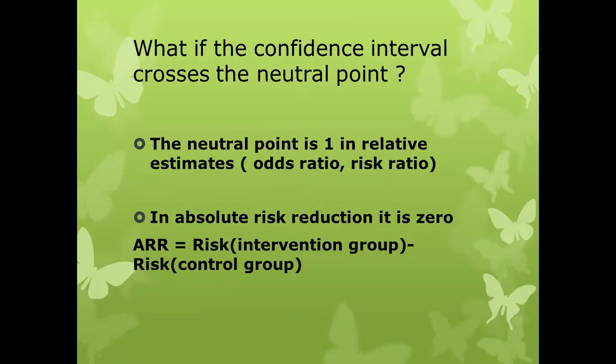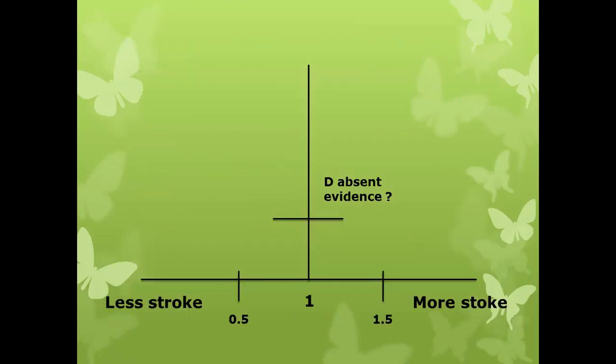In the previous example, the neutral point was 60 minutes, but the neutral point is 1 in the relative estimates, like the odds or risk ratio, as the numerator would be equal to the denominator. In absolute risk, as it is a difference, the neutral line will be 0. What about those? I simplified this here. This is the neutral line. I'm using the risk ratio here. So drug D could be lowering the strokes or could be increasing the risk of strokes.